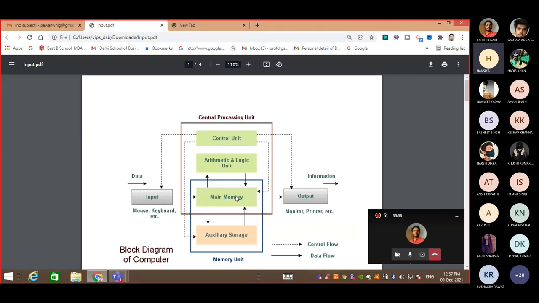Although all the data is stored in the hard disk, this is a very confusing question, and most students, or in fact teachers, or the users, are confused. What is this RAM? What is this ROM? What is this hard disk? Sometimes people say hard disk is the primary memory. Wrong. Hard disk is your secondary memory.